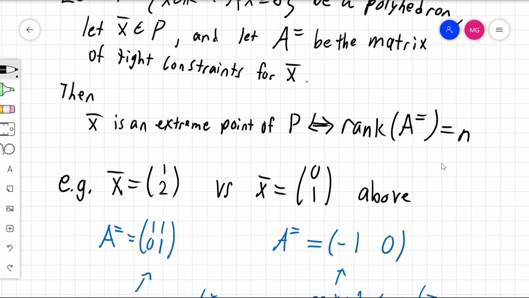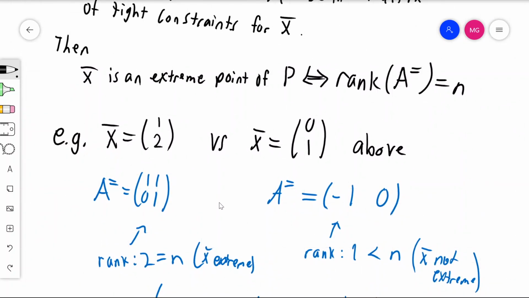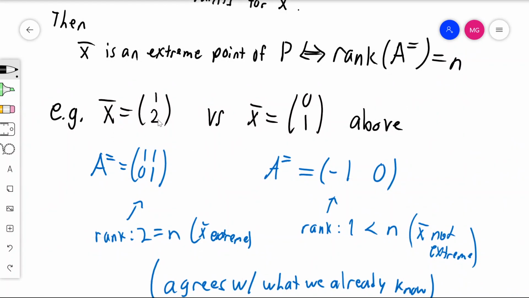So we can take a look at how this works in practice with the example that we just did above. We took the point x bar to be (1, 2). It was that corner point, and the associated matrix was this [1, 1; 0, 1]. Visually, we already verified that this is an extreme point. So we should have that the rank of this matrix is the dimension of space, which is 2.